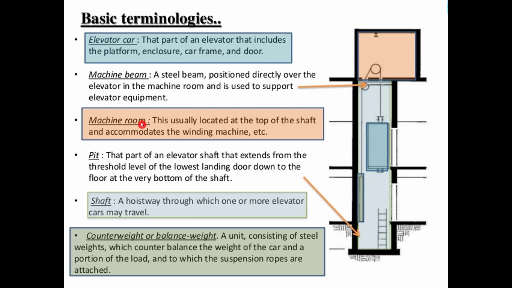And then another thing you notice is the machine room. So the topmost portion will be reserved for the machine room. It is usually located at the top of the shaft and accommodates the winding machine. And the machine beam will be there to support the machine room.